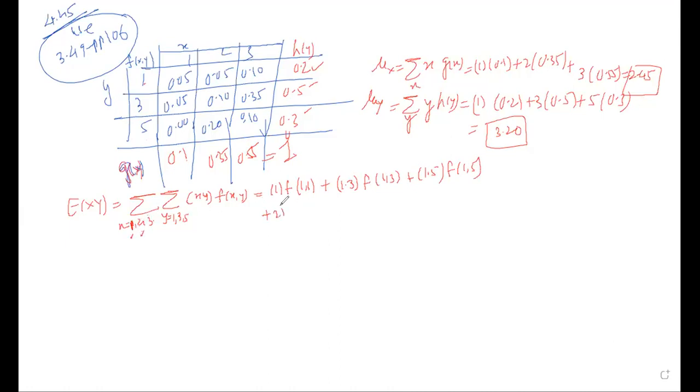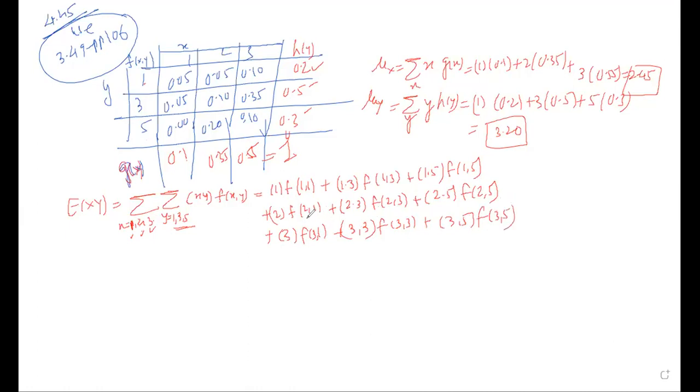Now let me fix my x equal to 2. If you fix x equal to 2, again I have to go through y equal to 1, 3, 5. So x equal to 2 and y equal to 1, so f of 2 and 1, plus x equal to 2, y equal to 3, f of 2 and 3, plus x equal to 2, y equal to 5, f of 2 and 5. Now let me fix my 3. So if you fix 3, f of 3 and 1, plus 3 and 3, y equal to 3, so f of 3 and 3, plus 3 and 5, f of 3 and 5. You can plug these values.